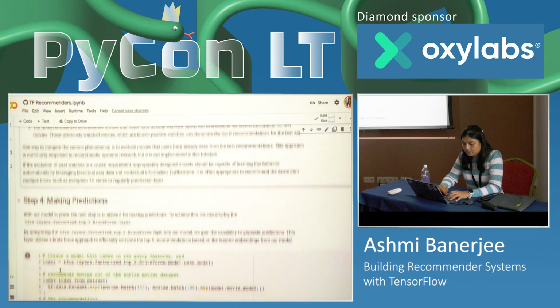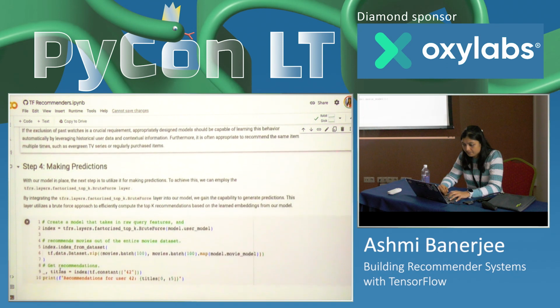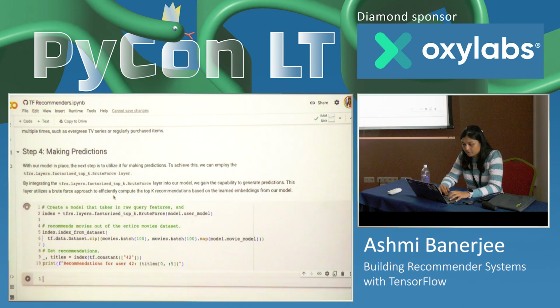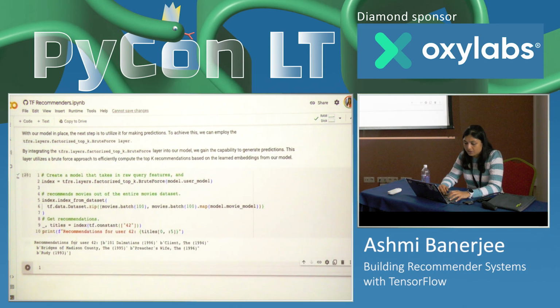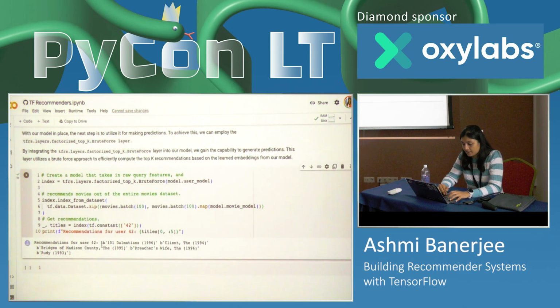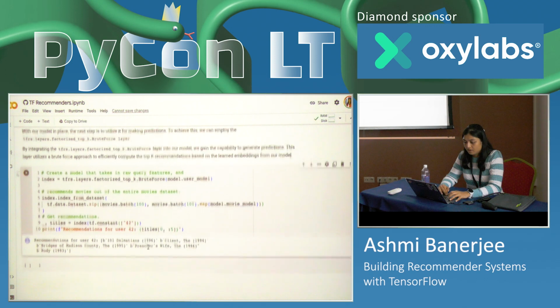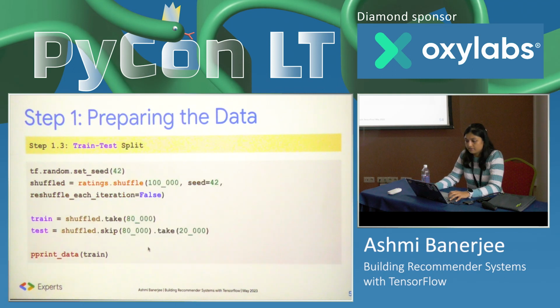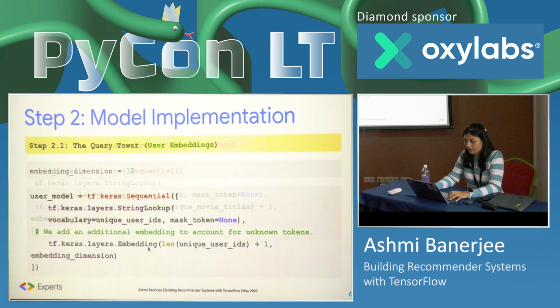So now it's the last step, to make the predictions. We have the thing here, and we would just like to see if it works. We used user 42, and we see that these are the movie titles that are recommended for this particular user. So this is the next step. I just quickly go through the slides.